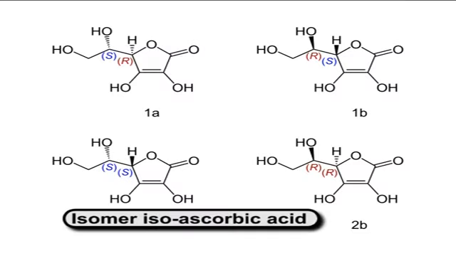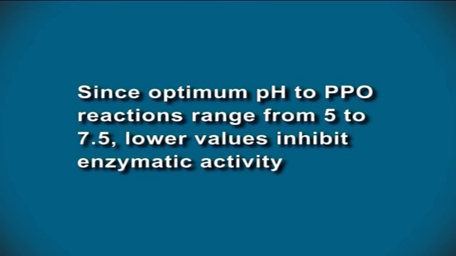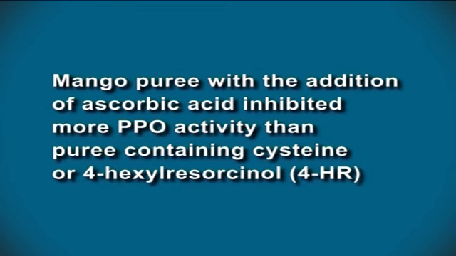Ascorbic acid has been shown to be more effective than its isomer isoascorbic acid. Since the optimum pH for the PPO reaction ranges from 5 to 7.5, lower values inhibit enzymatic activity. Mango puree with the addition of ascorbic acid inhibits more PPO activity than puree containing cysteine or 4-hexyl resorcinol.